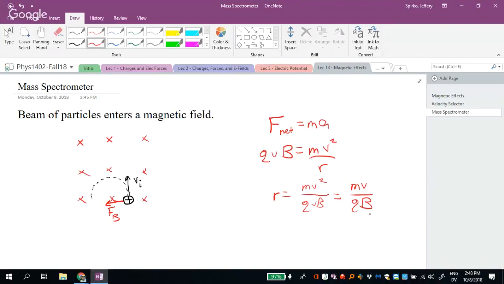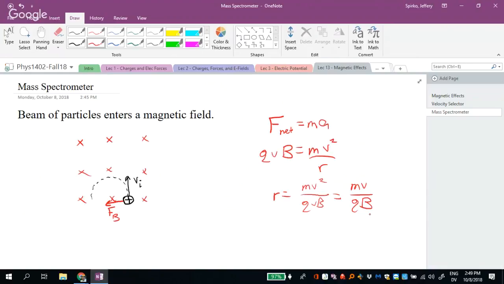So if you send your particles into the mass spectrometer with all the same velocity, and they all have the same Q, and they all have the same magnetic field because you made the magnetic field, then the radius of the curve is going to depend on their mass. The ones with more mass are going to take bigger, broader circles, and the ones with less mass are going to go in little tighter circles.